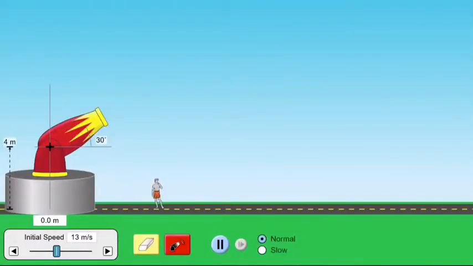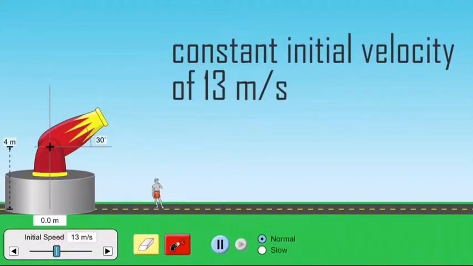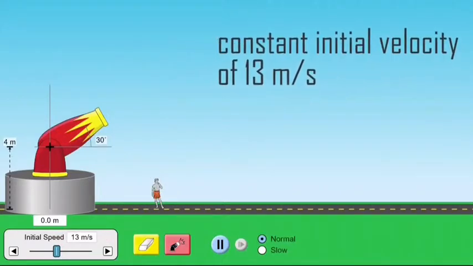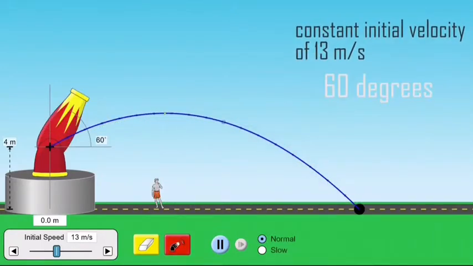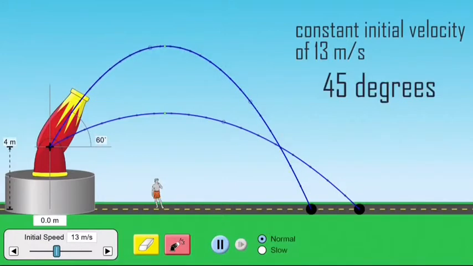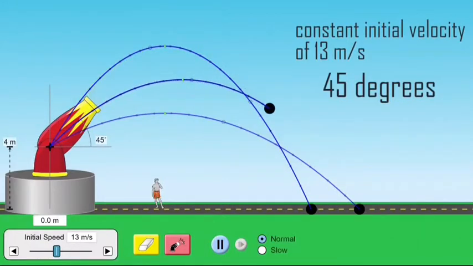To further elaborate the angle of approach, here is a demonstration with the initial velocity at a constant 13 meters per second with 3 different angles. The first shot will be at a 30-degree angle, the second shot will be at a 60-degree angle, and the third shot will be at a 45-degree angle of approach. It can be observed that the last shot traveled further.